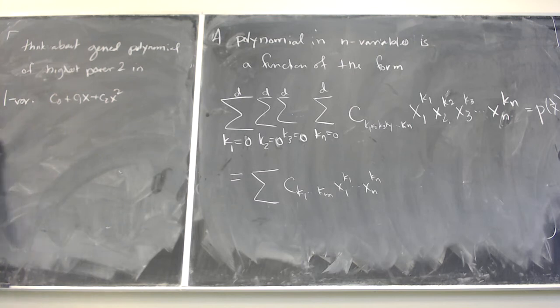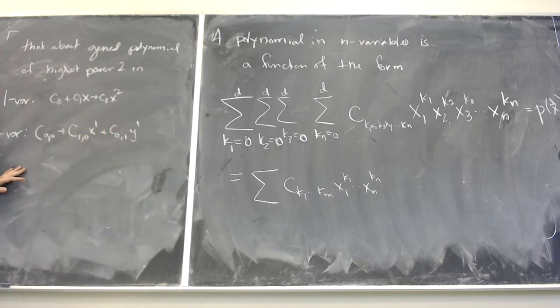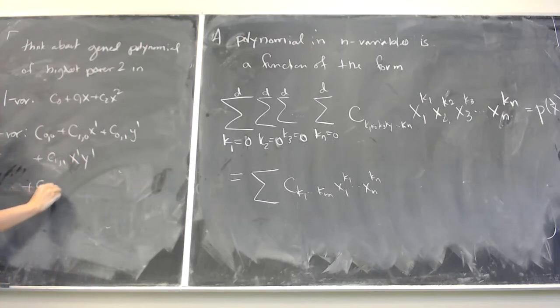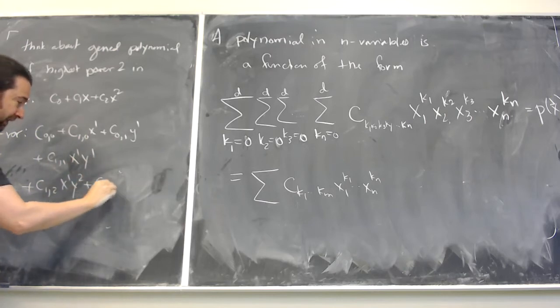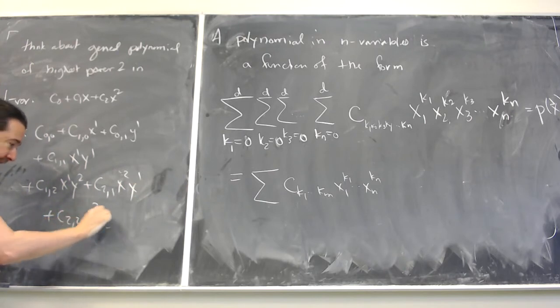How about in two variables? Well, there's going to be a constant term where x and y are both to the 0 power. Then there'll be a coefficient attached to x to the first power and y to the 0. Then a coefficient where x is to the 0 power and y is to the first. Then a coefficient where both x and y are raised to the first power. Then one where x is to the first and y is to the second. And one where x is to the second and y is to the first. And there's a coefficient where x is to the second and y is also to the second.